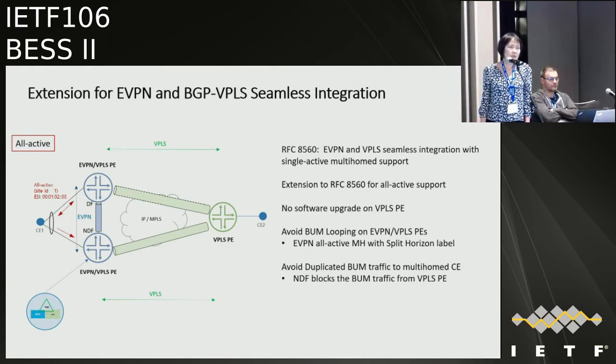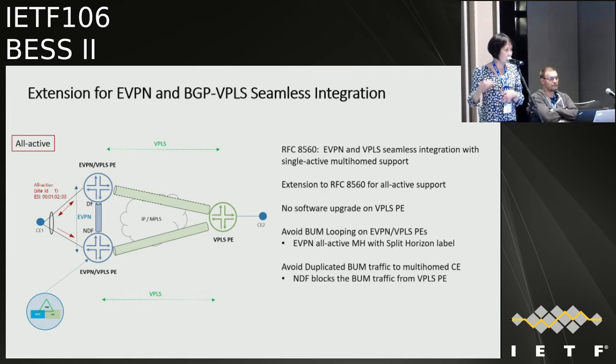The other topic we're going to cover in this talk is all-active support for point-to-multipoint pseudowire. The traditional challenge is that VPLS can only support active-standby. There are a couple of challenges. VPLS is not like EVPN: it does not have a label to indicate that this is BUM traffic, and it does not support split horizon. So that's a trouble from the BUM traffic perspective.